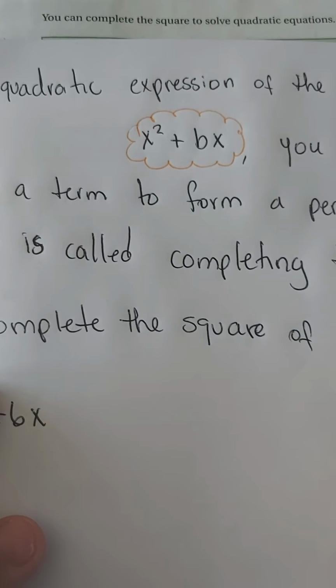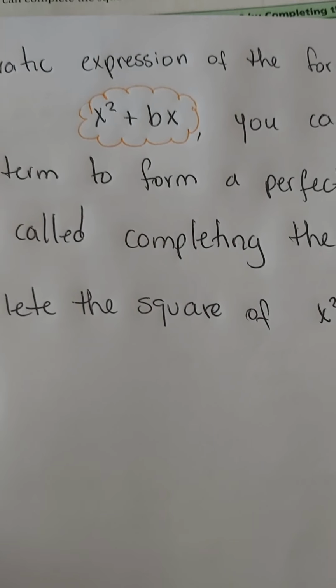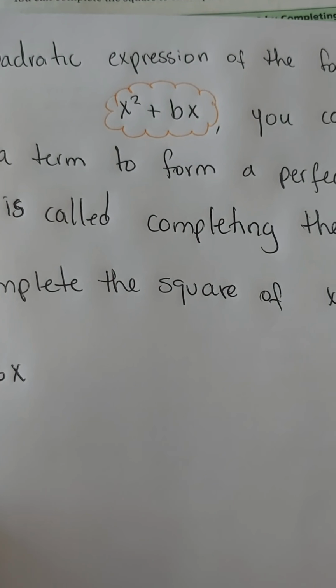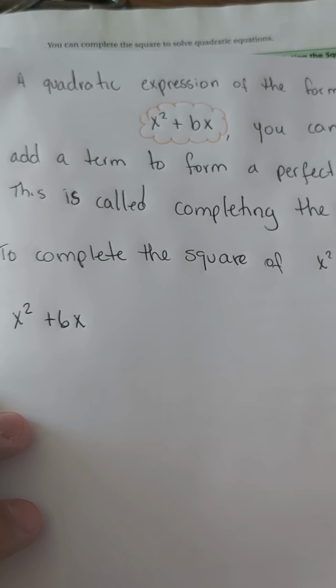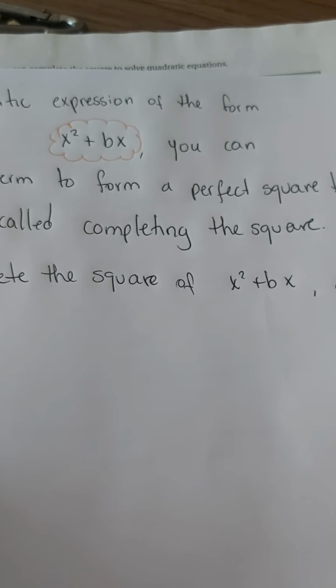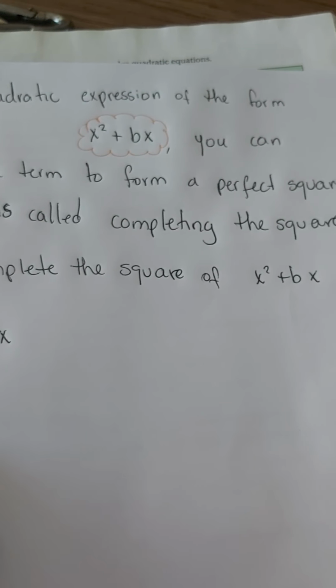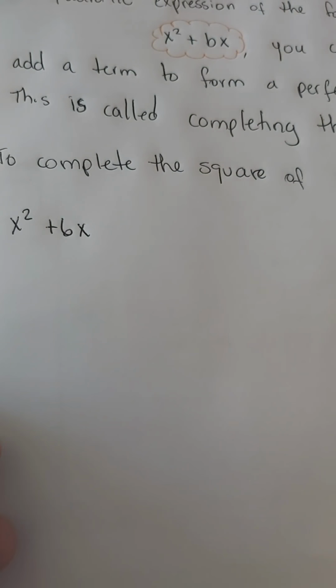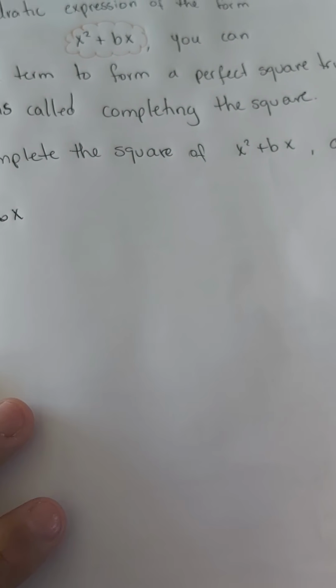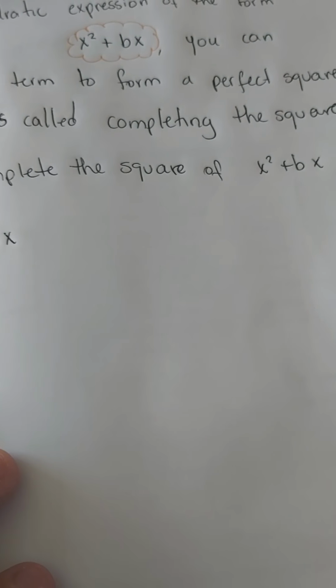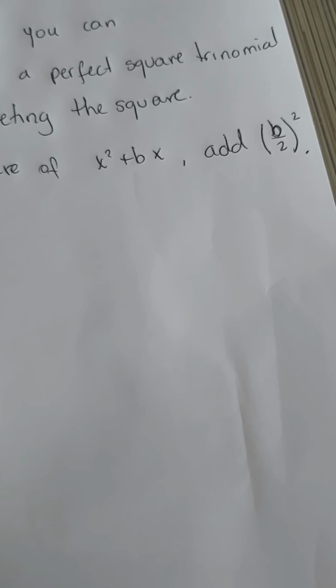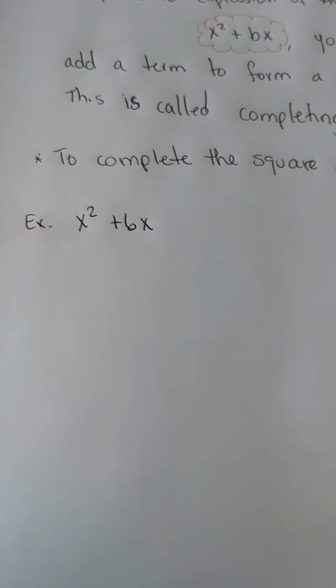So, a quadratic expression of the form x squared plus bx, you can add a term to form a perfect square trinomial. This is called completing the square. Now, to complete the square of x squared plus bx, we're going to add half of b squared.